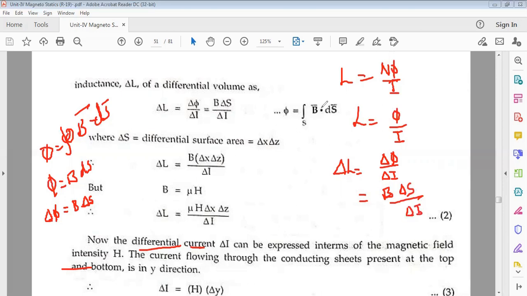According to the Gauss law, phi is equal to B bar dot ds. Differential surface area means, what is the differential surface area? Here, it's a cube, let us see here.